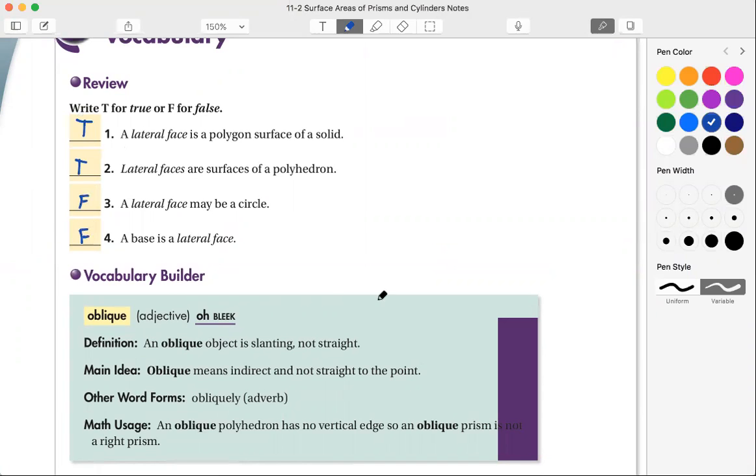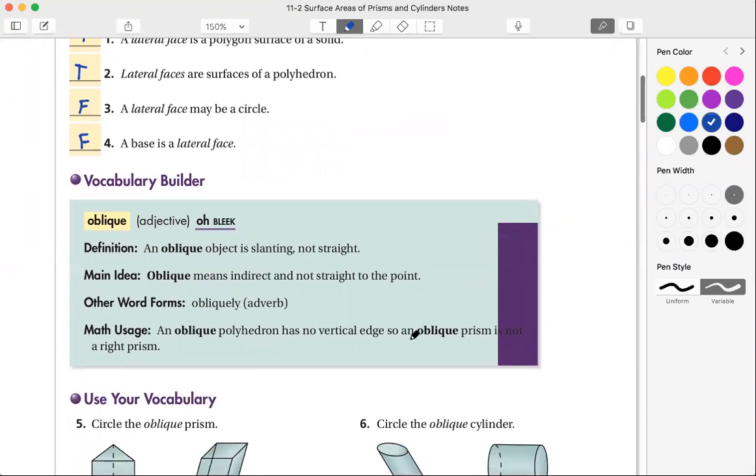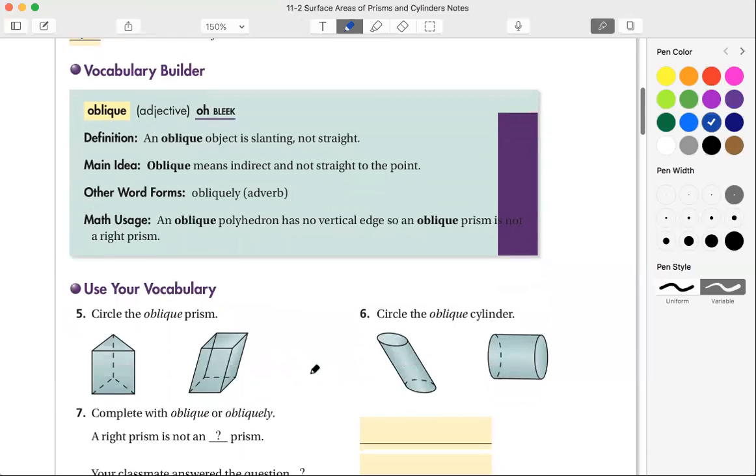So oblique is an object that is slanting, that is not straight. Oblique means indirect and not straight to the point. Another word form is obliquely. In math, an oblique polyhedron has no vertical edge, so an oblique prism is not a right prism.